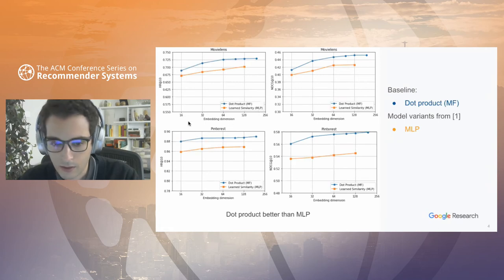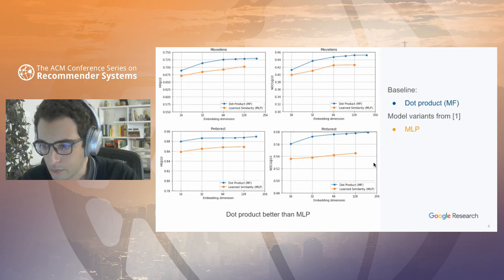In these figures, the x-axis corresponds to the embedding dimension, and the y-axis is the metric. The left column is hit ratio or recall, and the right column is NDCG. The top row is MovieLens, and the bottom row is Pinterest. So in these first set of figures, we compare the matrix factorization baseline to the MLP learned similarity. So the dot product or matrix factorization is in blue. And as we can see, the dot product outperforms MLP learned similarity.